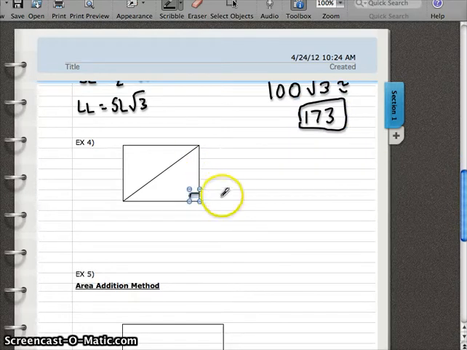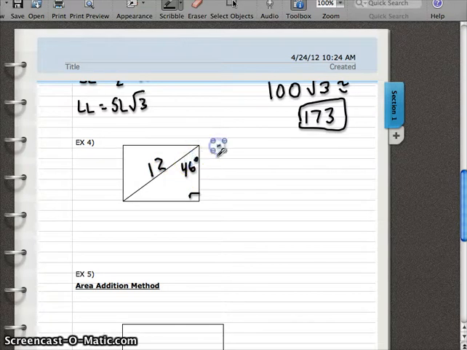They could ask us to use trigonometry. So let's say they gave us another hypotenuse of 12, and they gave us an angle of 46 degrees. Now, because that angle is not part of our special right triangles, we have to use trig to find our missing base and height.